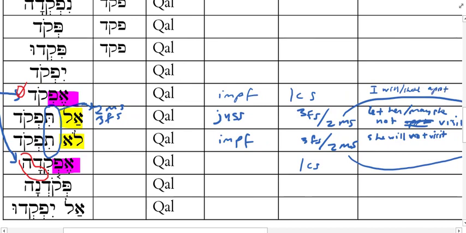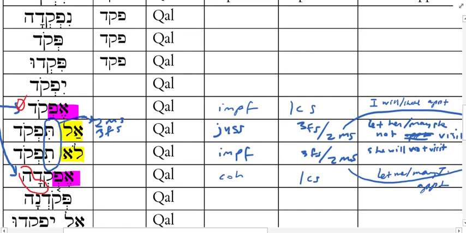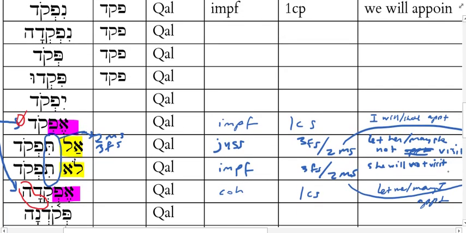On the other hand, with the qamets at the end, I've grown a tail, right? That's cohortative. And I'm going to translate that as let me or may I appoint or visit. Okay? Where I'm expressing my will to do something. All right. We good?